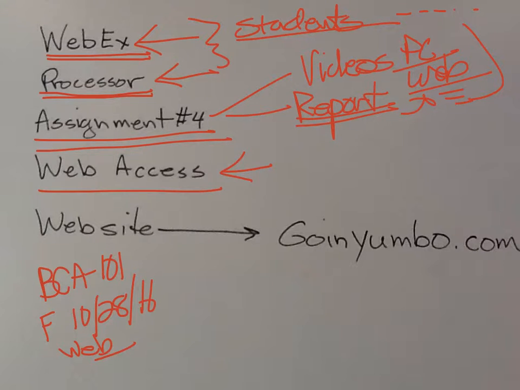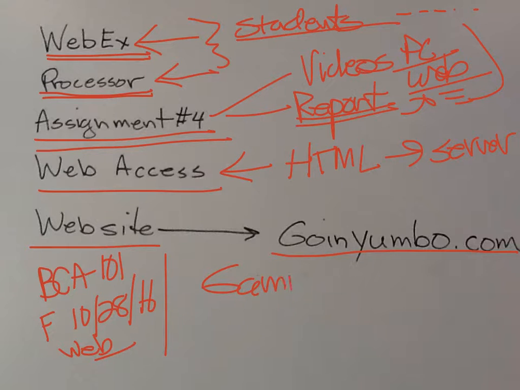Then we did web access. We actually created an HTML document, and we loaded it up on a server. More on that in a little bit. And then later on, we looked at a website. We used goingyumbo.com. That is a gaming company who developed a new game, and it's how they are distributing information about the game. So we went to that, we looked at the HTML, we talked about the fact that they used WordPress to design it, and we looked a little bit at some of the features in that website.